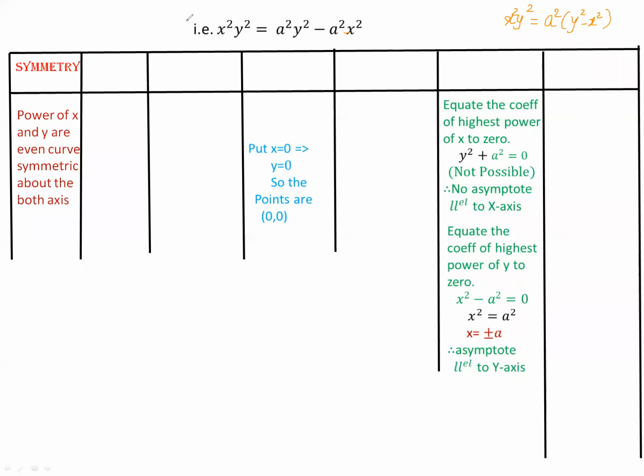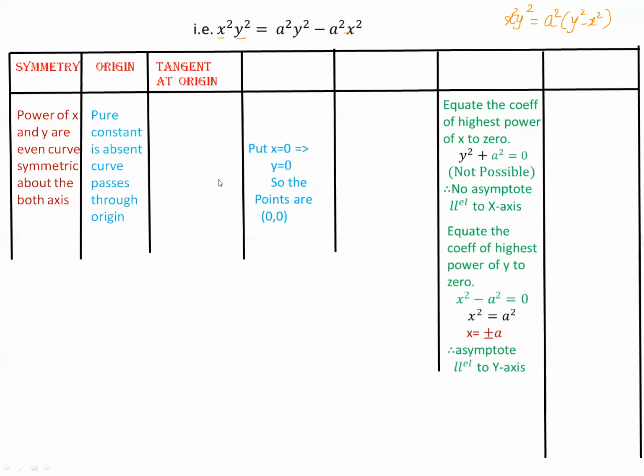Tell me the symmetry of this curve. Both. Yes, the power of x and power of y: all powers of x and y are even. Therefore, the curve is symmetric about both axes. Then next, origin. If we put x is equal to 0, then y will be 0. Okay, so here the curve passes through the origin.